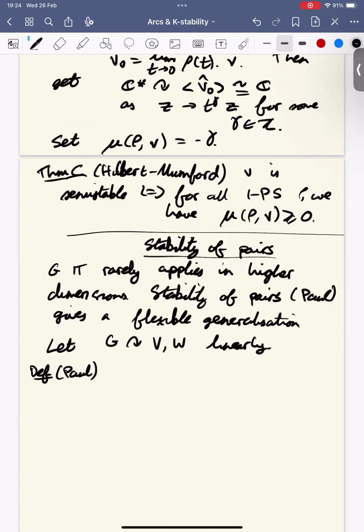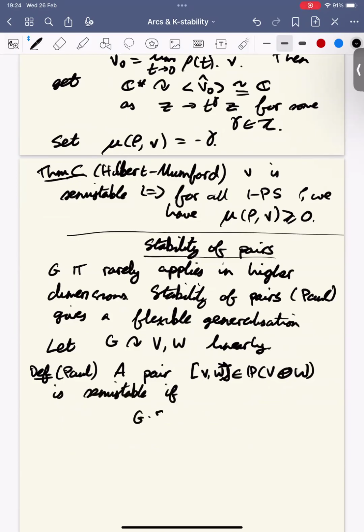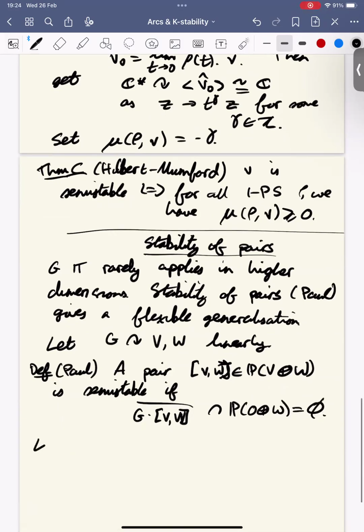I'll give some motivation as to how you should think about this in a moment, but a pair [V, W] inside the projectivization P(V ⊕ W), these are square brackets, is semi-stable if the closure of the orbit of this point, [V, W], does not intersect, no longer do we ask for the closure of the orbit to hit 0, but rather 0 ⊕ W. So the projectivization of 0 ⊕ W is empty. Okay. So how do we, first of all, recover GIT? So we'll let here W just be C. My point W, well, any non-zero point, but I can take W equals 1. And I give W the trivial action of my group G.